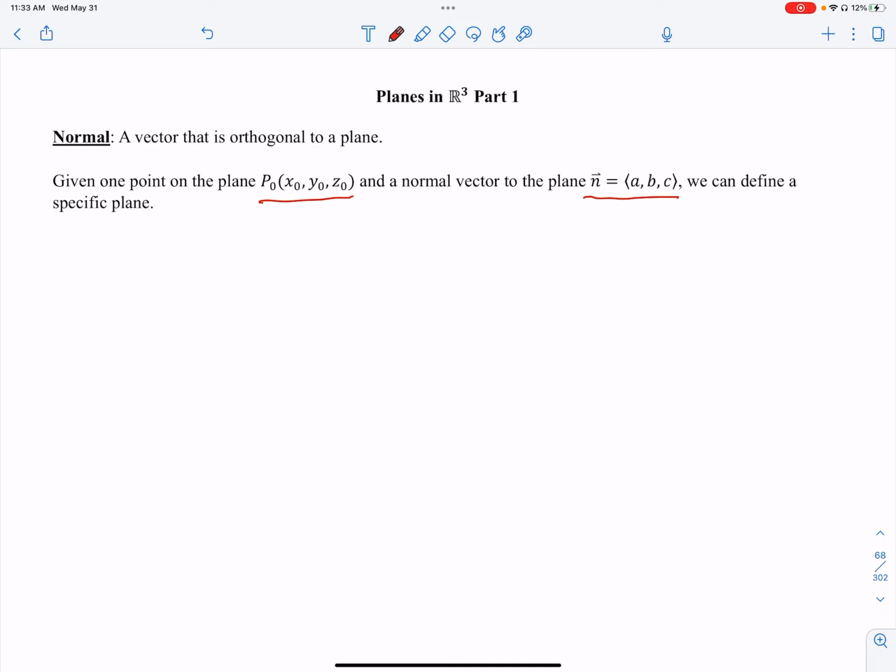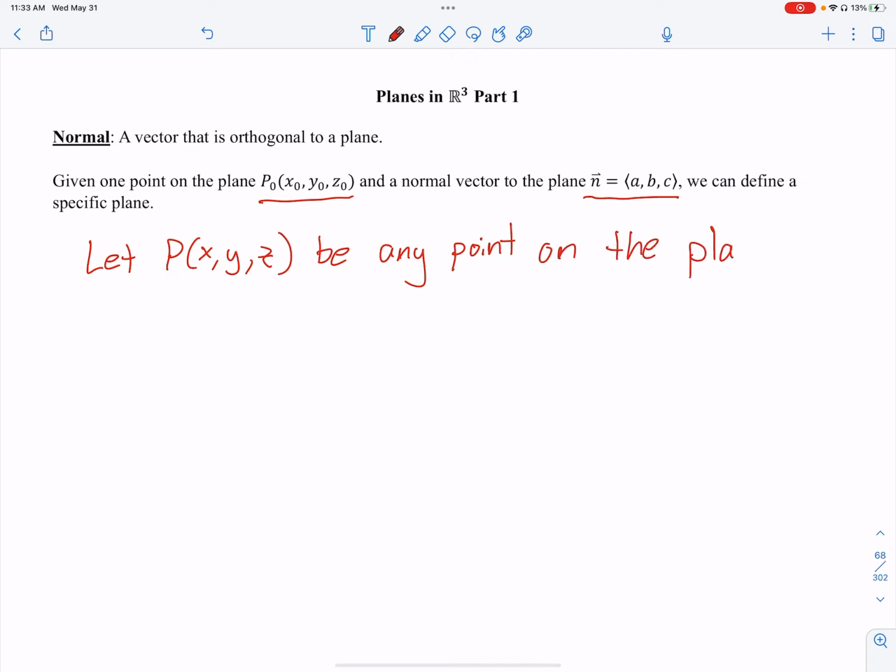Okay. So first thing we're going to do, we have a specific point. I need a general point. So here's my general point. Let this point be any point on the plane in question. Then we can create a vector that's in that plane by creating the vector p naught p.